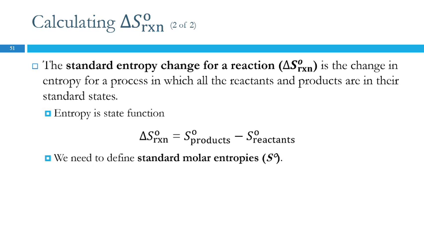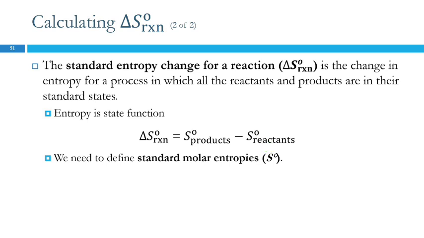So like the standard enthalpy change, we can talk about a standard entropy change. Delta S with the degree symbol for the reaction, that's the change in entropy for the process when all the reactants and products are in their standard states. So like enthalpy, entropy is a state function, which means it only depends on where it started and where it ends up, not how it got there. Like a change in elevation, it doesn't matter how you made that change in elevation, the difference in elevation is the same. So the change in entropy for this reaction is going to be the entropy of the products minus the entropy of the reactants.